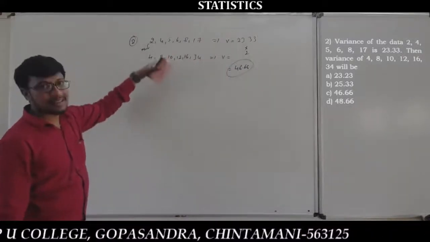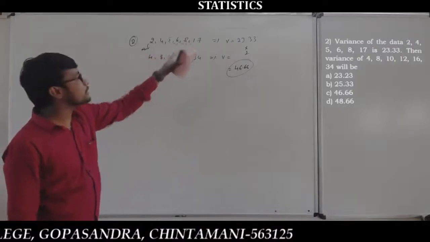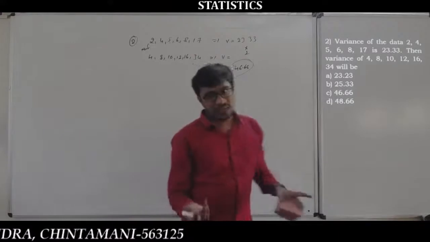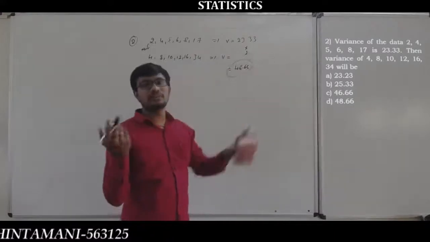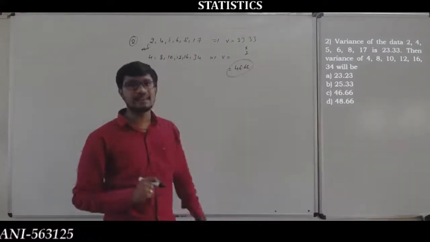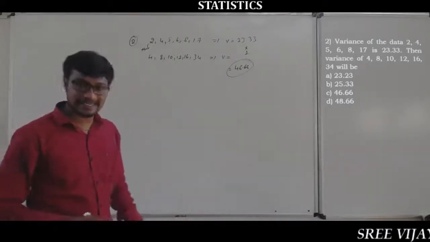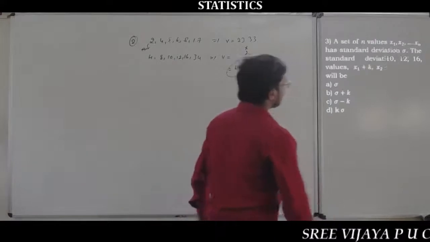So option C means we are comparing these two. These are just multiples of 2. For all observations, you get a multiple of 2. If you multiply by a fixed number, for the standard deviation you can also multiply that number, or for the variance you can also multiply that number. So that is the final answer. The option is C, 46.66. Okay. Next one.